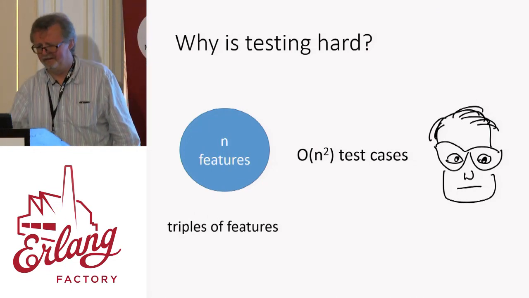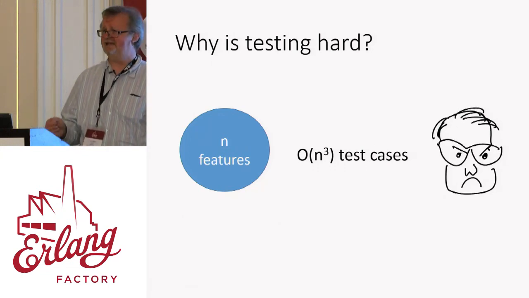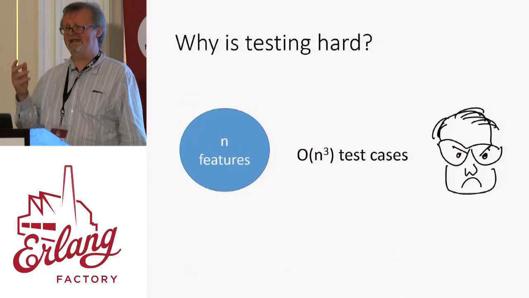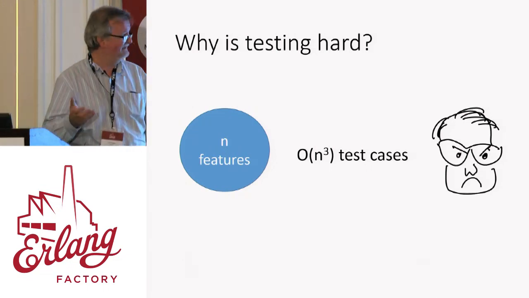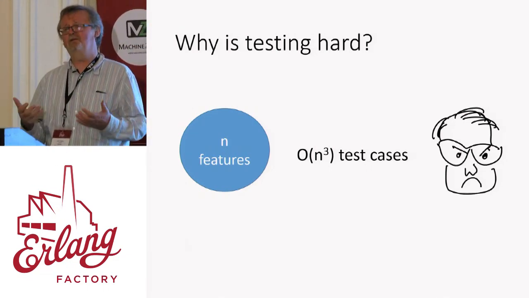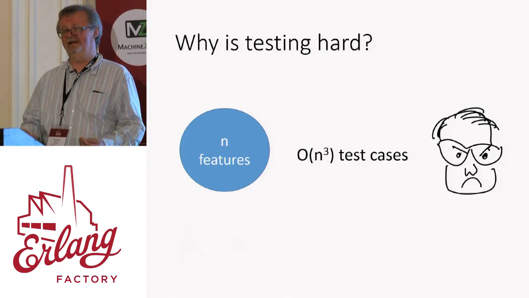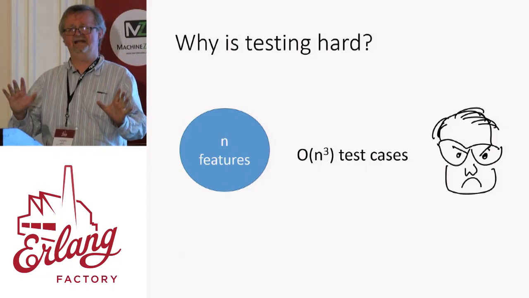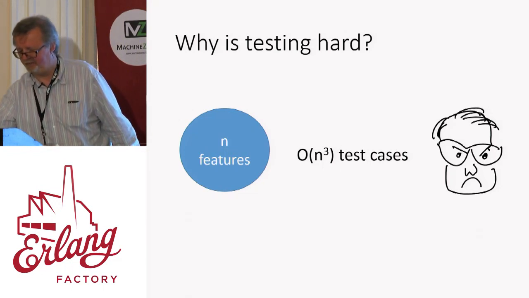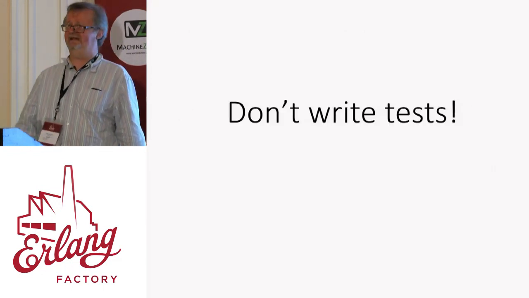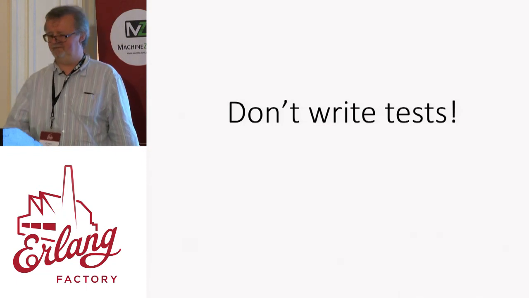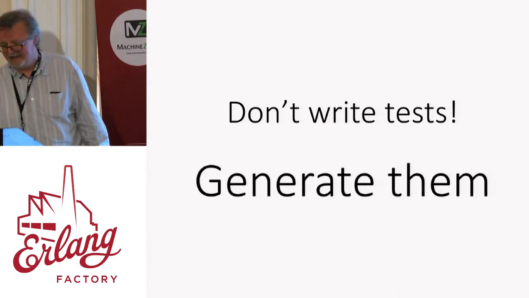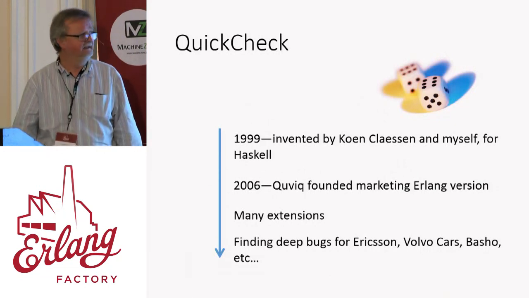So, are we going to write a cubic number of test cases for all triples of features? This is starting to really sound like a lot of work. And it doesn't even stop there. So this is the problem with testing. You can't test everything. When are you going to stop? What's the answer? Simple. Don't write tests. Generate them. And that is what QuickCheck does.